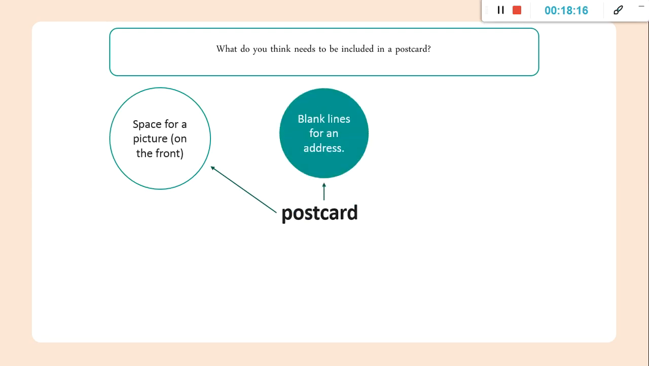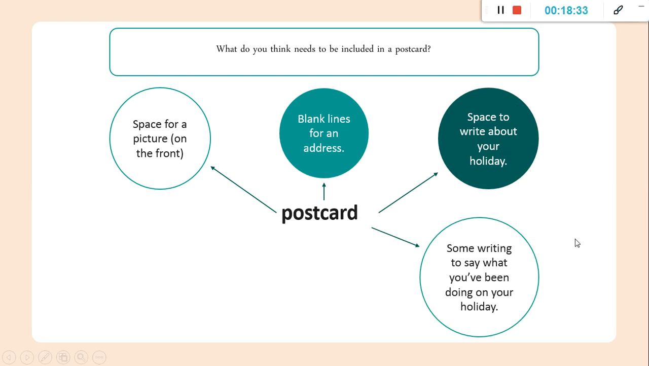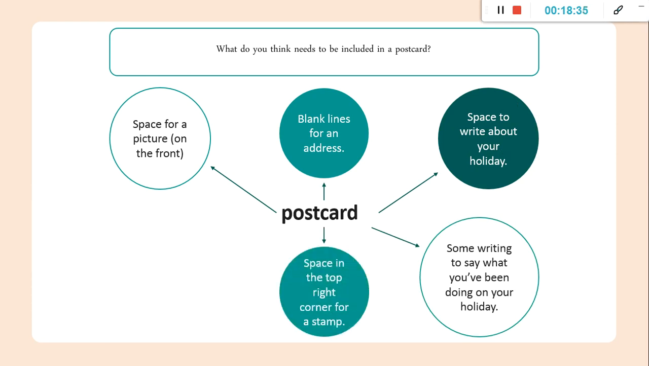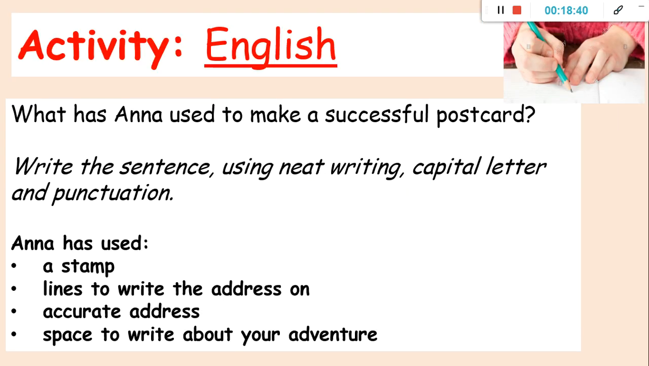So this is just another little reminder. Postcard should have a space for a picture on the front. It should have blank lines for you to write an address. It should have a space to write about your holiday. Now remember, we can add to that what we've already done and what we are going to be doing. Some writing to say what you've been doing. A space in the top right corner for a stamp. And the name and address of who you're sending it to. So your writing should look a little bit like this today. Anna has used a stamp, lines to write the address on, an accurate address, and a space to write about her adventure. Something along those lines.